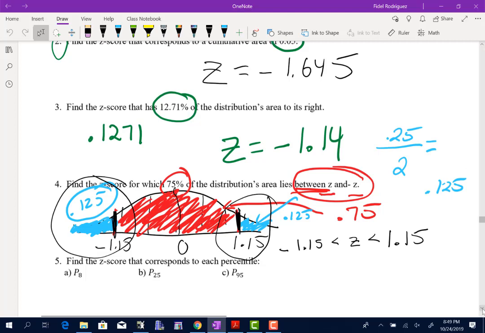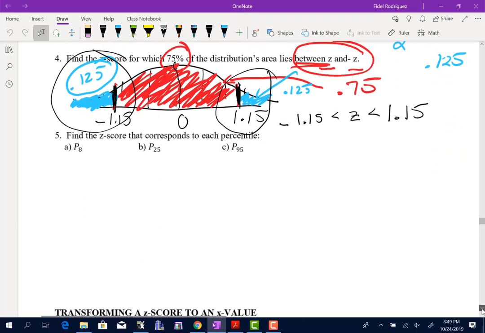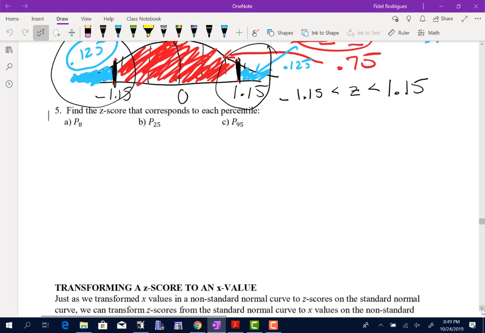Good questions, guys. Let's take a look at the next one. Okay. So look what it says. It says find the z-score that corresponds to each percentile. So guys, first thing I'm going to do, this is the 8th percentile, right? Remember what the 8th percentile means? It means we did better than 8% of the people, okay?